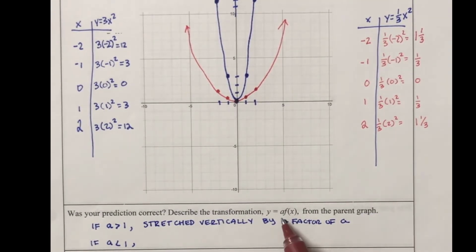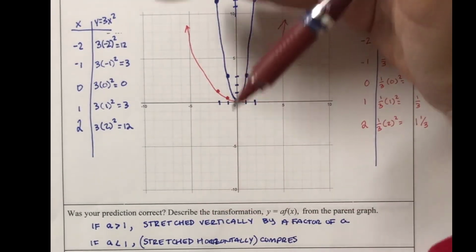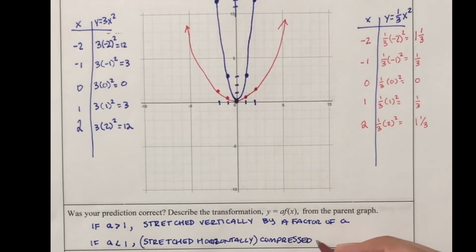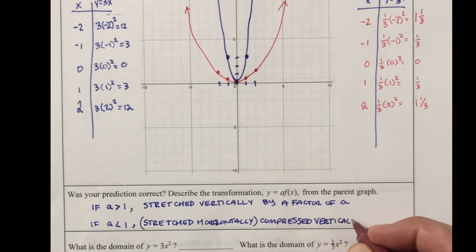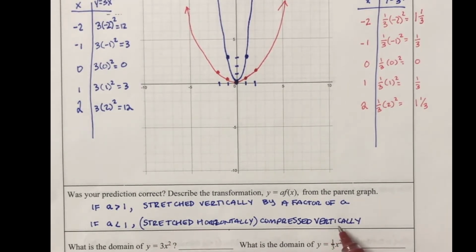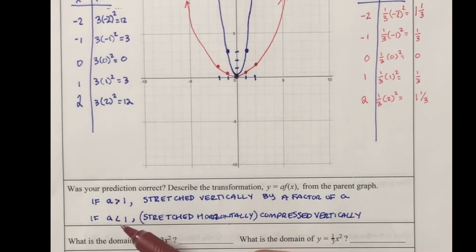If a is less than 1, so if we multiply our function by something less than 1, a fractional amount, then it's actually making it look wider. The graph is looking wider. So you can say something like stretched horizontally, or you can also call this compressed vertically. So I'm going to put this in parentheses: stretched horizontally, which you can also call compressed vertically. So instead of it stretching up, it's actually getting compressed down. Okay, and this is stretched horizontally by a factor of a, or compressed vertically by a factor of a, when a is less than 1.